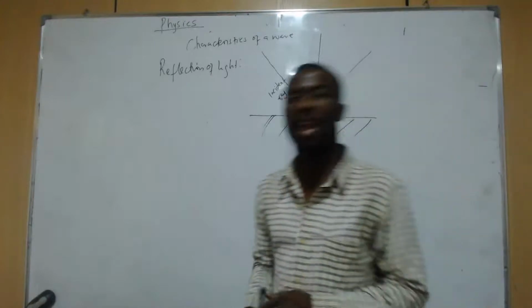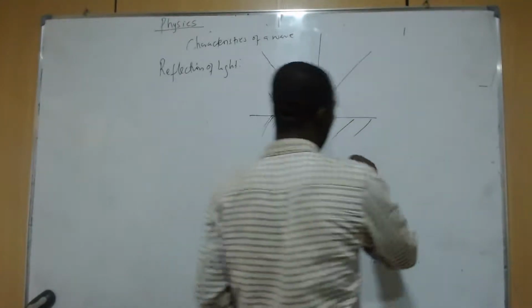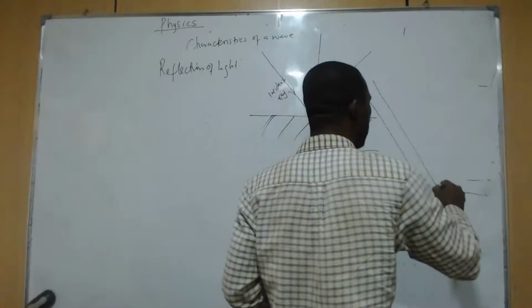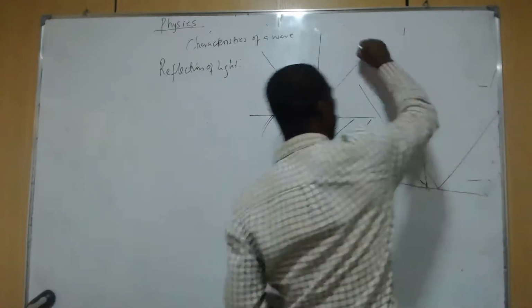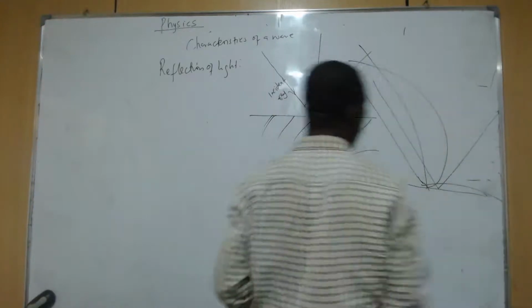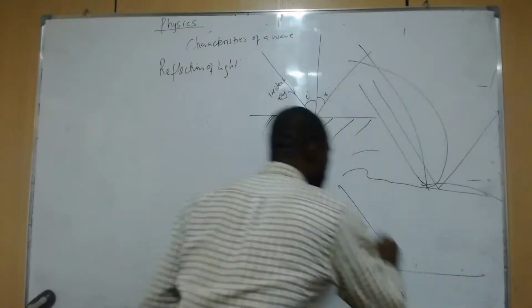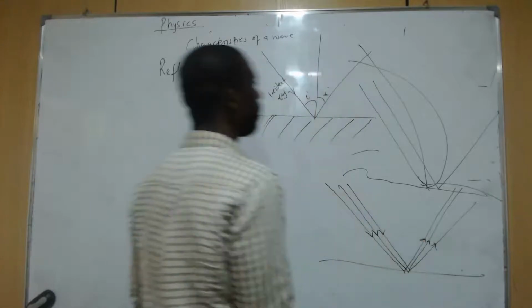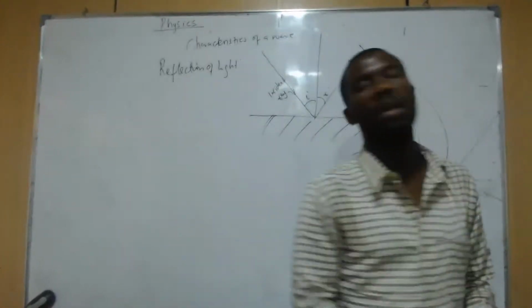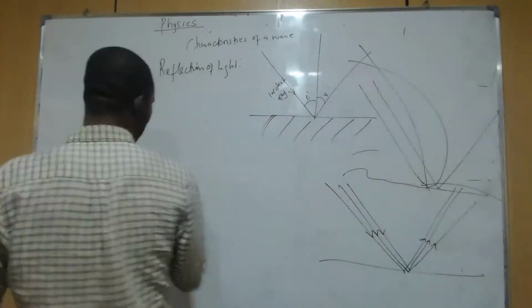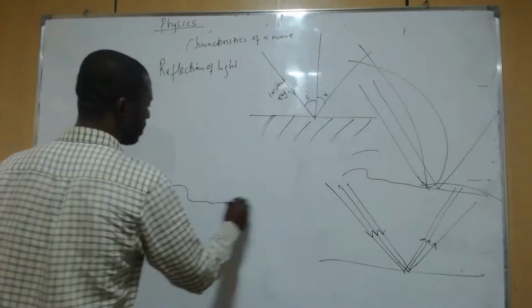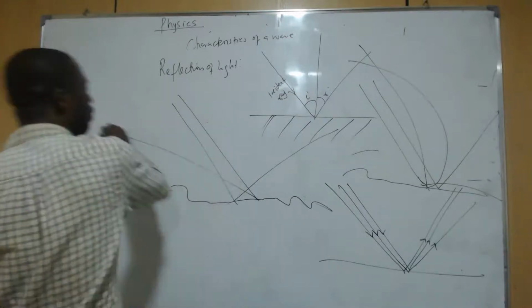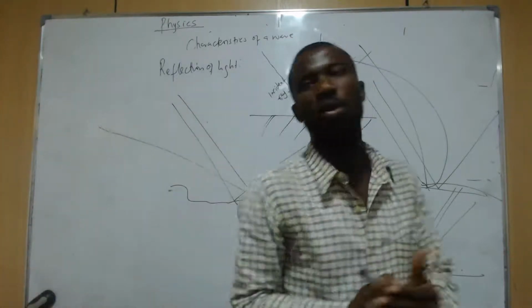But if light reflects on a rough surface, something like this, the incident rays coming like this will not be equal. Some of them will go like this, some of them will go like this, some of them will go this way. While for a plane surface, if the incident ray comes in, these are the reflected rays. But for a rough surface, the incident light will not give us the same thing as the reflected light. Some will go back because the surface is not smooth.